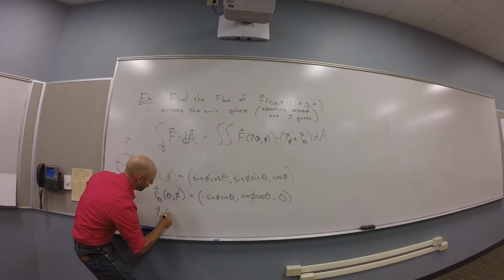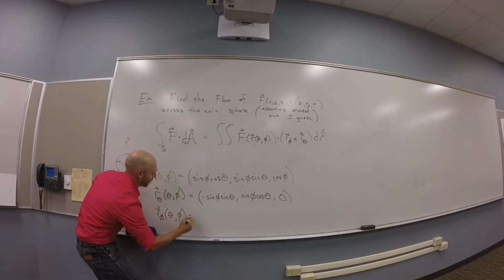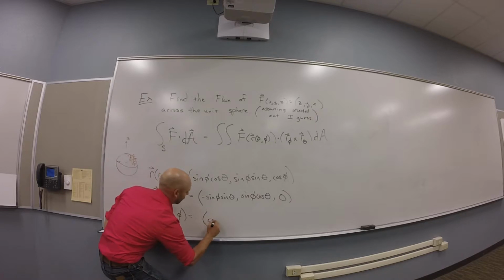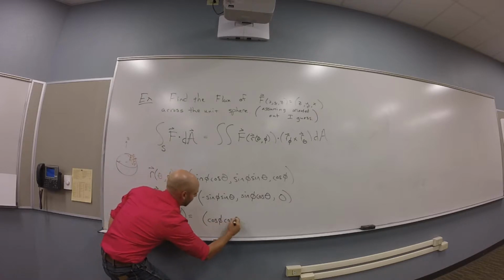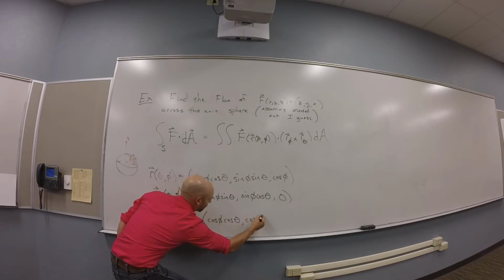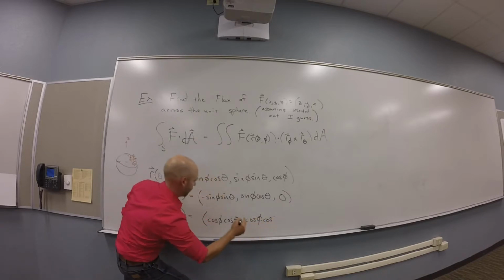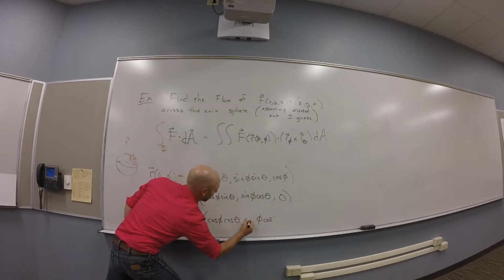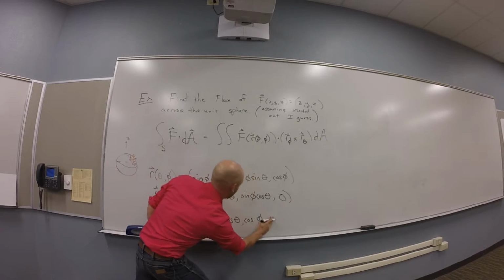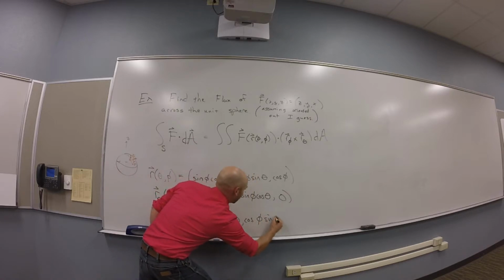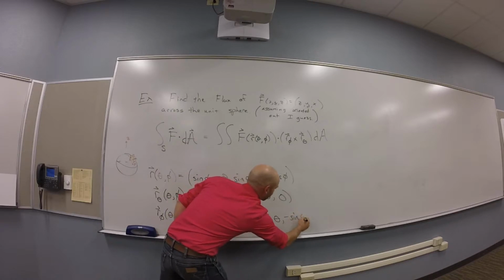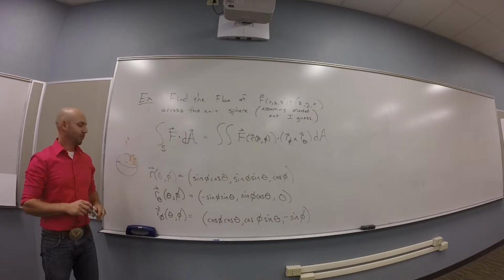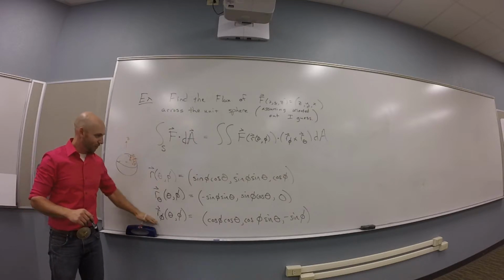So, r phi is what? Cosine phi cosine theta, cosine phi sine theta, and then negative sine phi. Now, if you did this right, you wrote all this stuff one right over the top of the other.